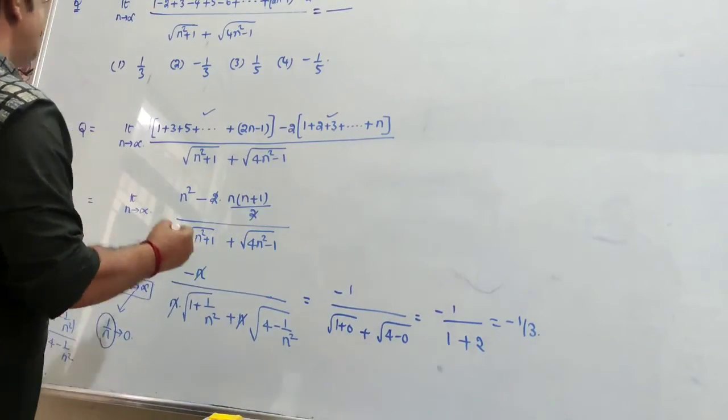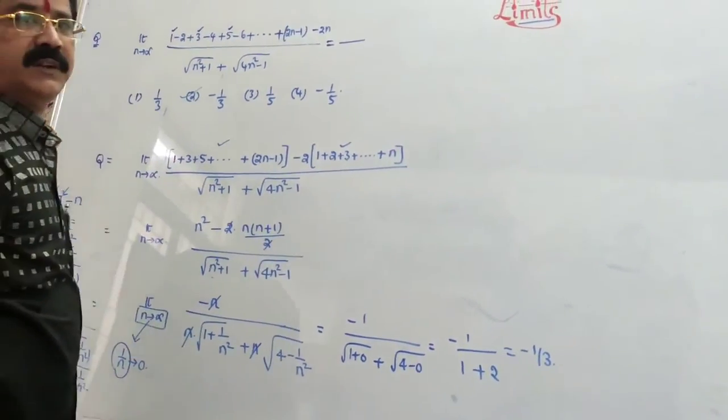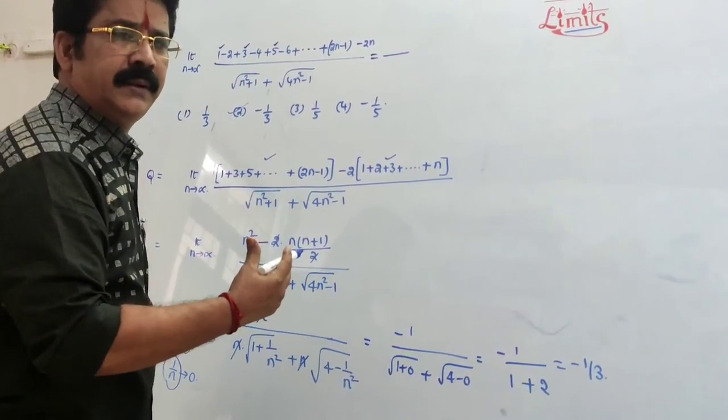Minus 1 by 3. Where is that? It is in the second option. Hence, the second option is right. Hence the problem.